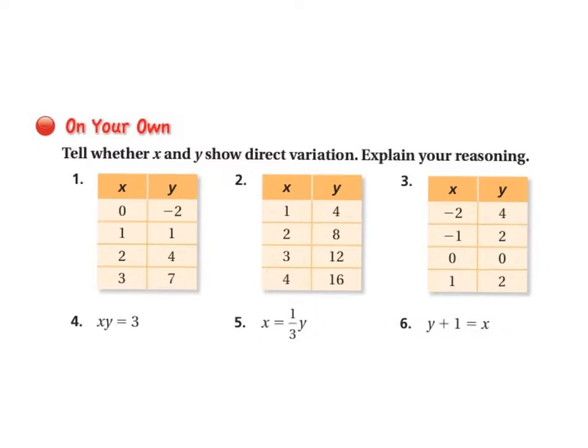Let's take a look at the on your own problems, and I want you to be writing these in your notebooks. It says tell whether x and y show direct variation and explain your reasoning. Looking at number 1, we see that 0 is not paired up with 0. We've got x and y, and 0 is paired up with -2. So that's not going to pass through the origin, so it does not show direct variation. So no, and does not pass through the origin would be our answer.